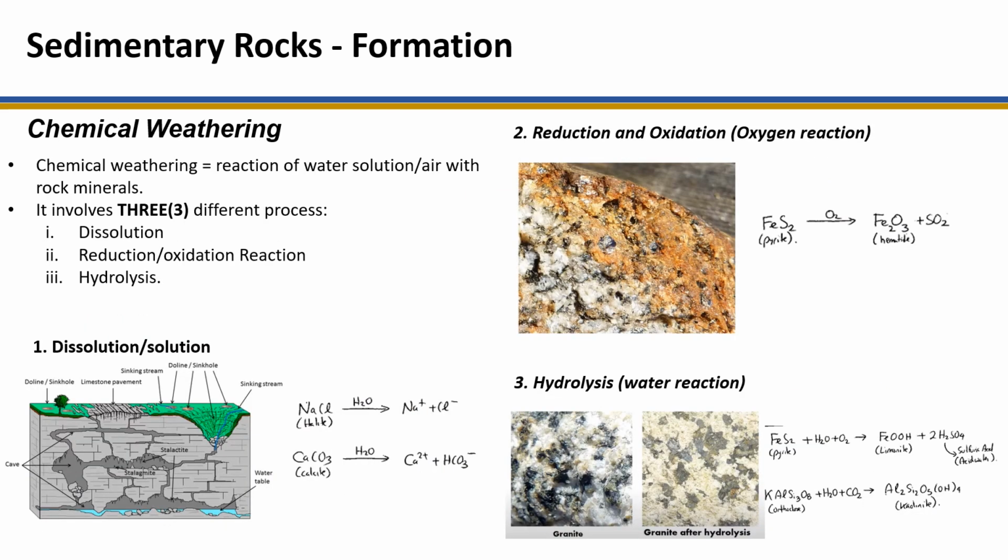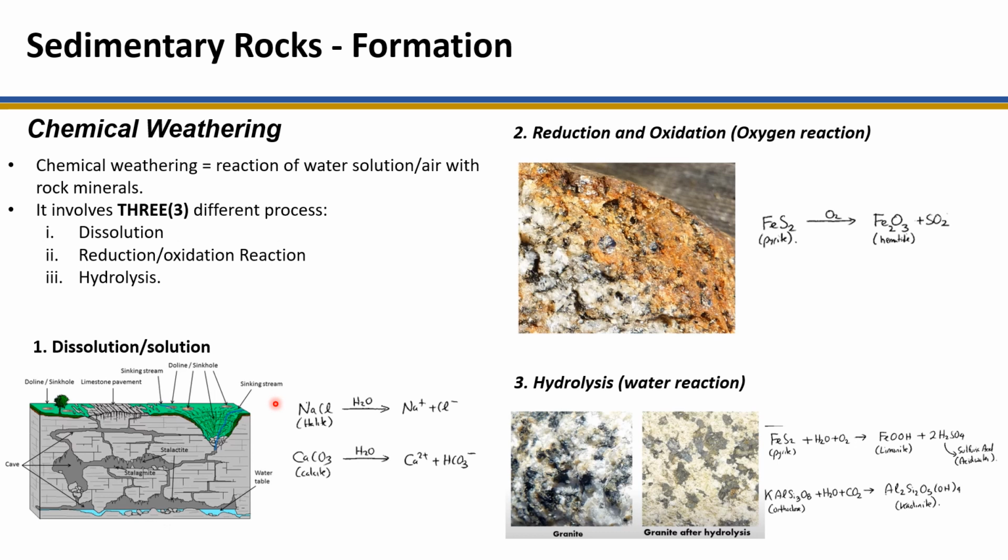Now we move into the second part, which is chemical weathering. Chemical weathering in general is the process of rocks breaking down due to chemical reaction with water or air. This reaction can be divided into three main types: one is dissolution, two is reduction-oxidation reactions, and three is hydrolysis. Dissolution is the process of rock breaking down when it is dissolved in water.